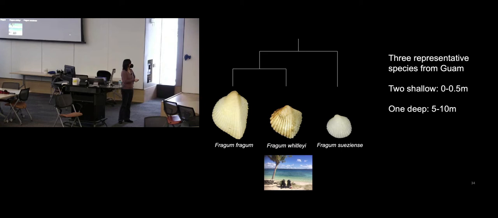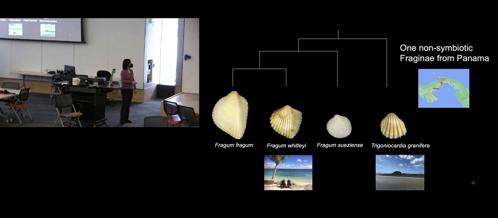And then for this experiment, we added a fourth species from Panama. So this is a non-symbiotic species. We collected it in a similar habitat, an intertidal shallow habitat in Panama. And we have these four groups: two shallow, one deep, and one non-symbiotic. And we subject them to the same experiment for 2 weeks, turning photosymbiosis on and off, and see how their gene expression levels change.